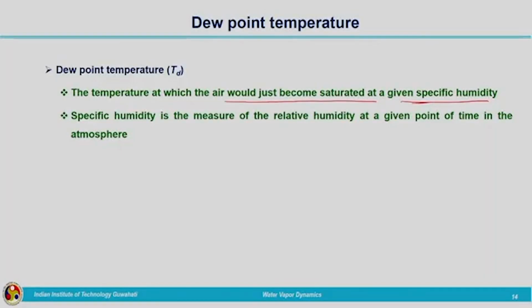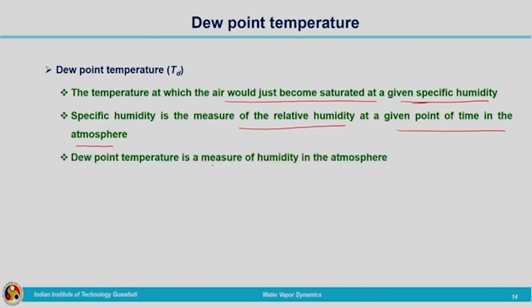So, we can clearly understand that specific humidity is the measure of the relative humidity at a given point of time in the atmosphere. Now, we need to understand what is meant by dew point temperature, and we are saying it is the temperature at which air would just become saturated at a given specific humidity. Dew point temperature is a measure of humidity in the atmosphere.